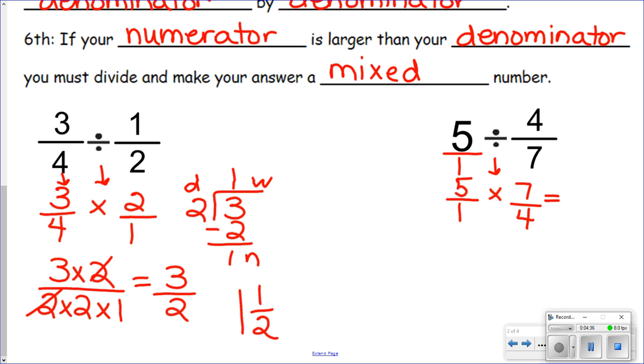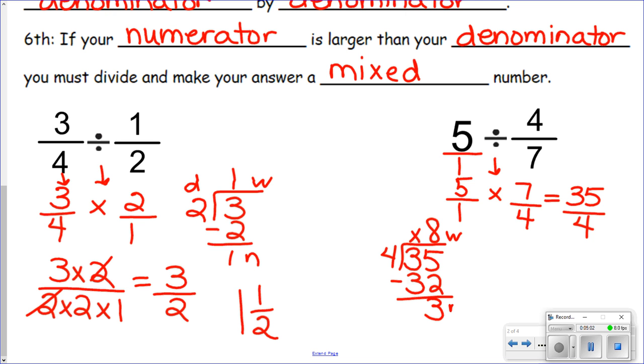Numerator times numerator is 35, and denominator times denominator is 4. Now we're on to step 6. The numerator 35 is larger than the denominator 4, so we are going to divide to change that to a mixed number. 4 does not go into 3. 4 goes into 35 8 times. Subtract, and write my answer. 8 3/4.